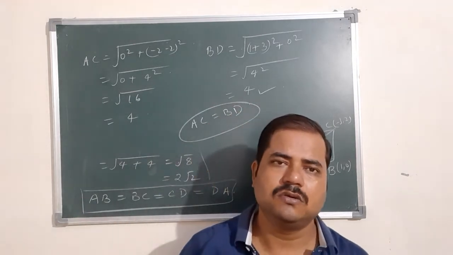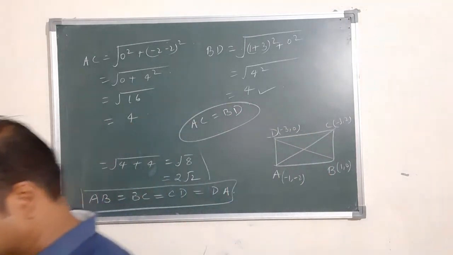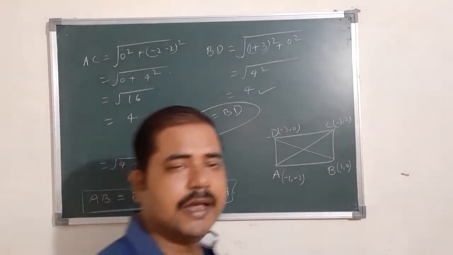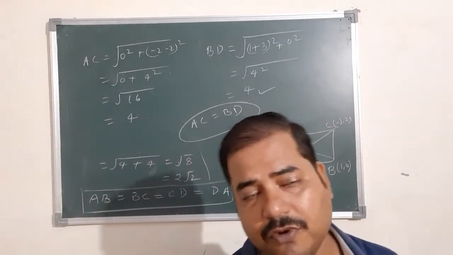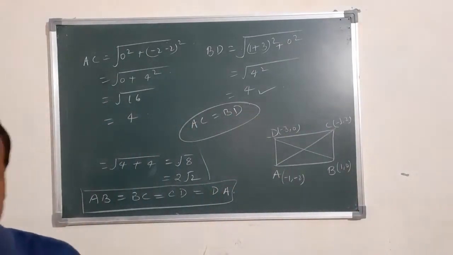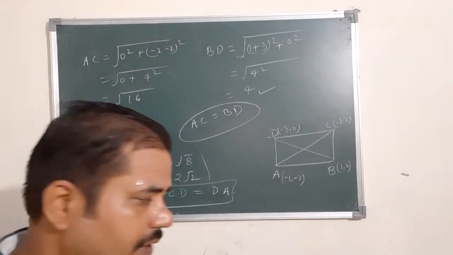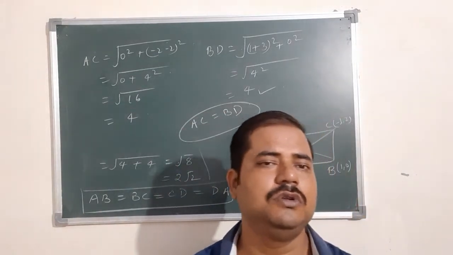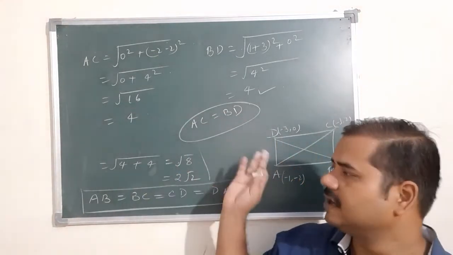Okay, so this particular quadrilateral is a square. Why? Because all the sides are equal and the diagonals are also equal. And if you want to check, you can check it. Diagonal is a root 2, where a is the side and root 2 is the multiplier. If you multiply the side by root 2, you get the diagonal. So easily you will get the diagonal. Okay.